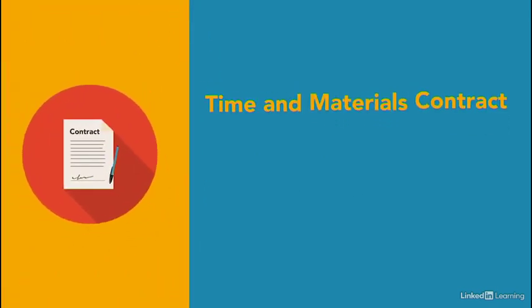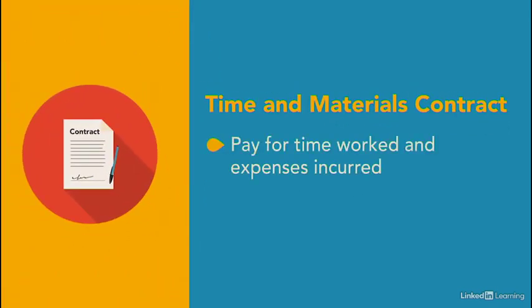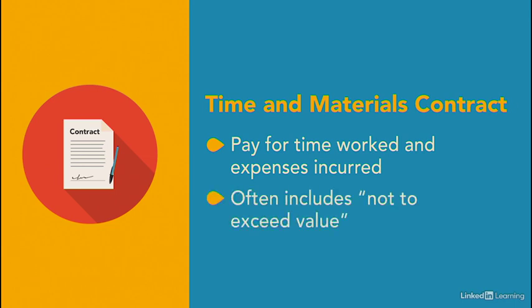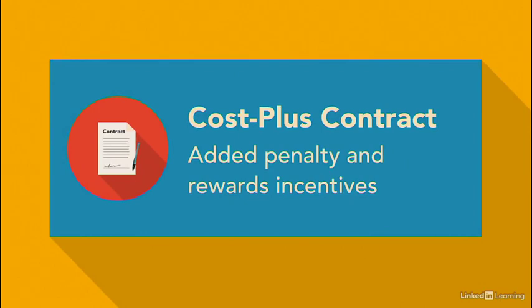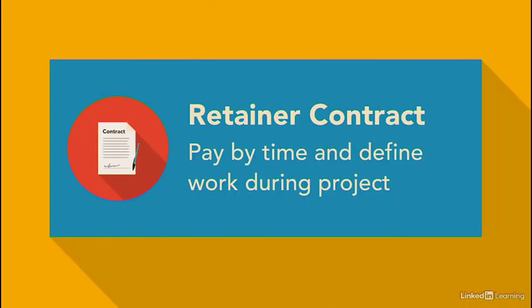Time and materials contracts pay for time worked and expenses incurred. The project accepts most of the risk, so it's common to include a not-to-exceed value to limit the price. A cost-plus contract is like time and materials with the addition of penalties or rewards based on the vendor's performance. With a retainer, you agree to pay for a specified amount of time and define the work as you go.